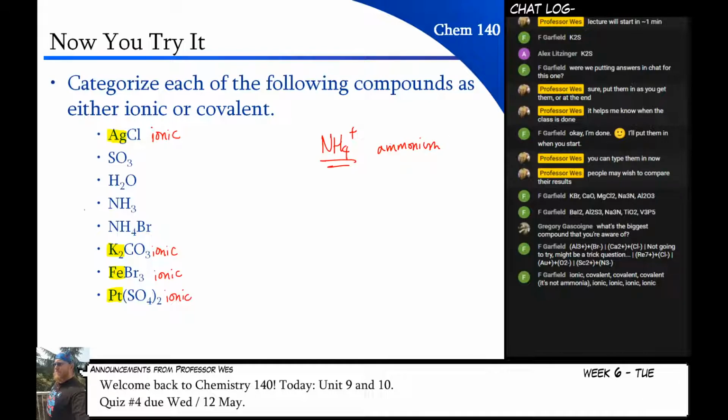And you'll notice that in this one right here, we don't have that. This is something different, and it has a very similar name. Ammonia. Notice the difference. Ammonia versus ammonium. So this is actually covalent, and this one's ionic. These other two, these are both covalent, because they do not have metals in them.